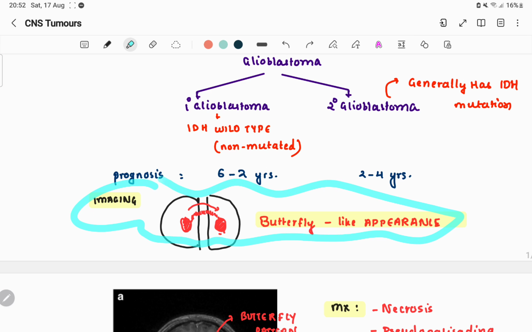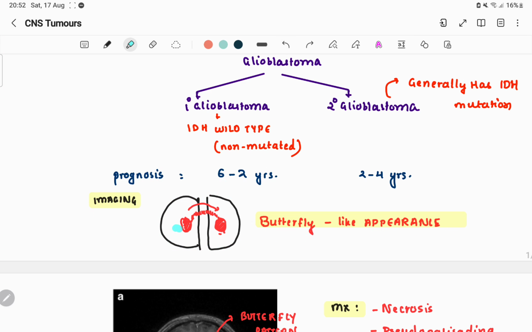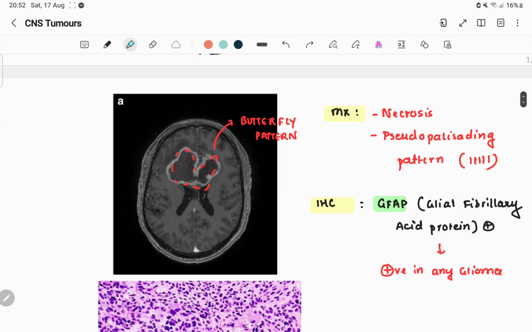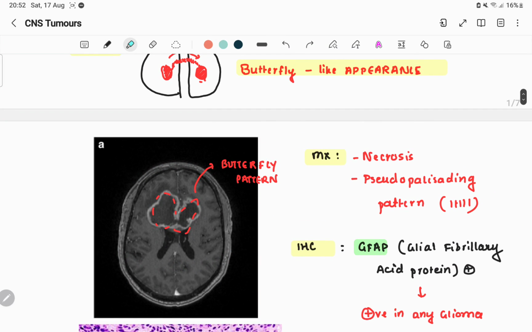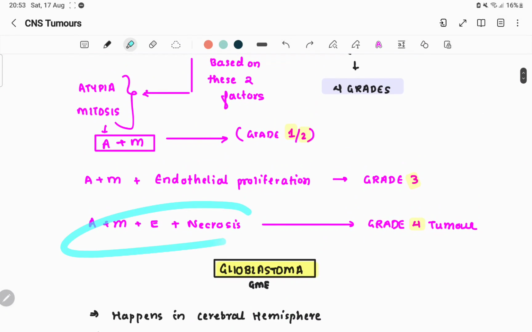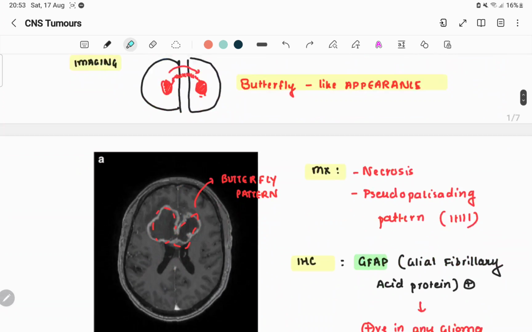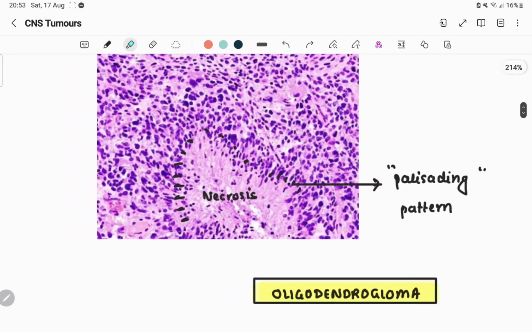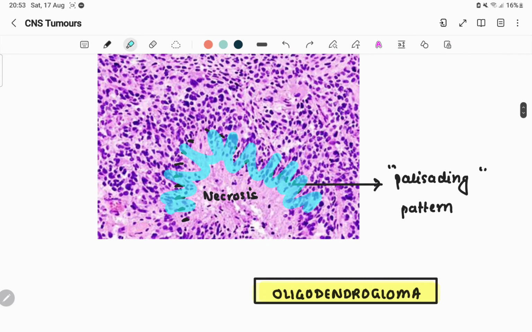On imaging, you will see a butterfly-like appearance on the CT scan, because of its tendency to spread bilaterally. Microscopy will show necrosis, since it is a grade 4 tumor, and a pseudopalisading pattern. Look at this. This is a pseudopalisading pattern, a false fence-like pattern, and you can see the background necrosis. Understood?